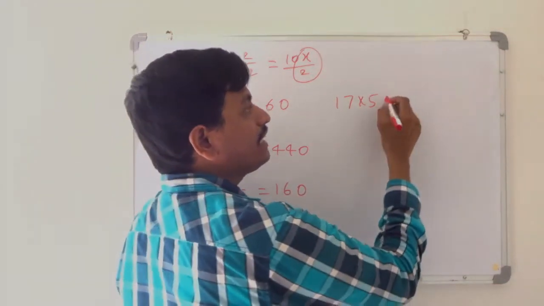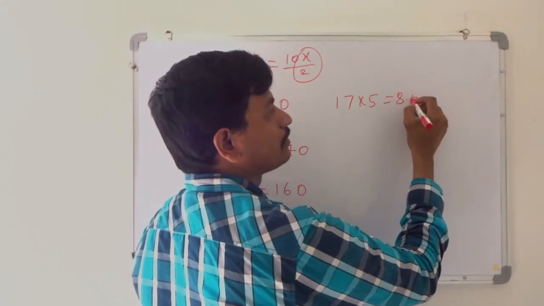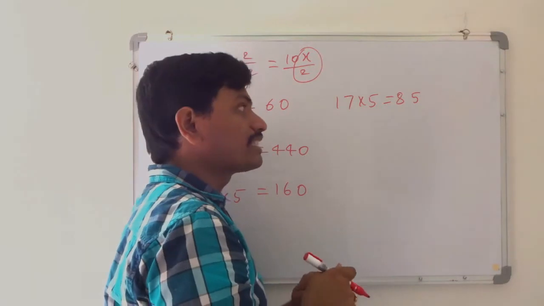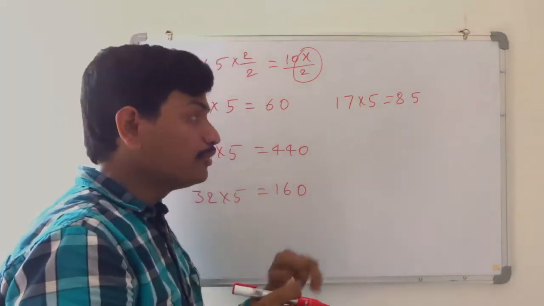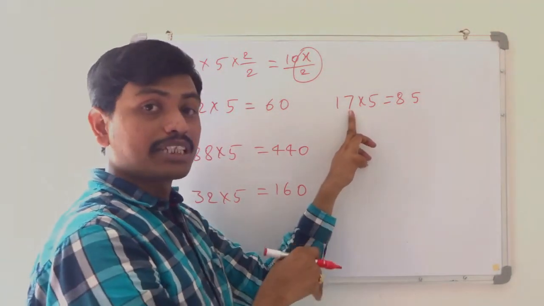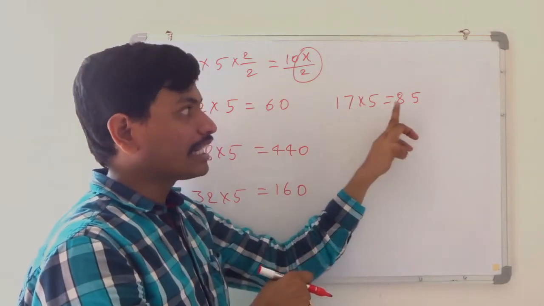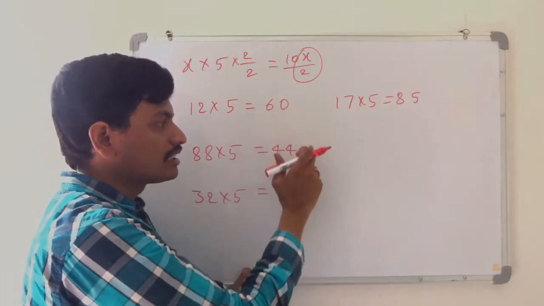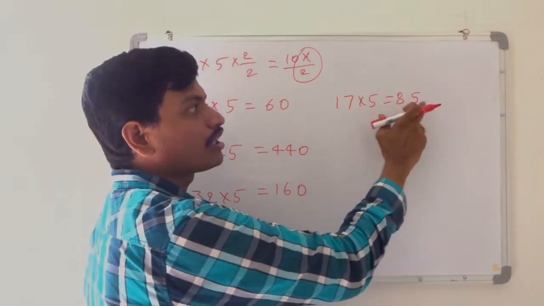And 88.5. So multiply by 10 we get 85. But it's somewhat hard. So what do we do? 17, the previous number is 16. What is the half of 16? 8. Put 5. If it is an even number, the last digit will be 0. If it is an odd number, the last digit will be 5.